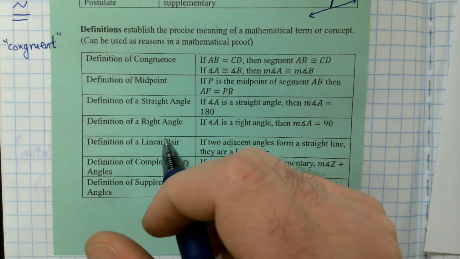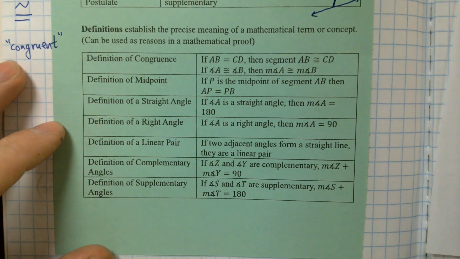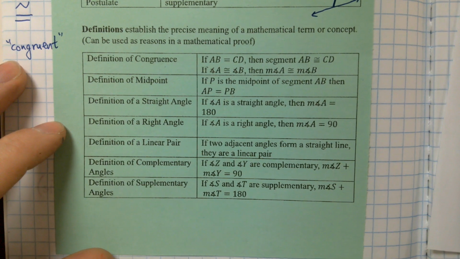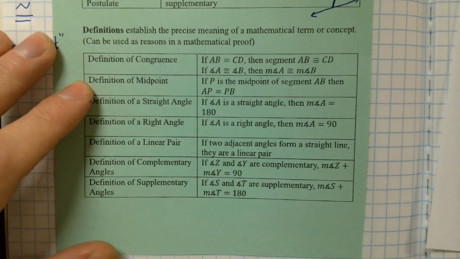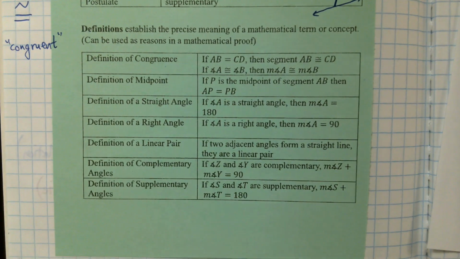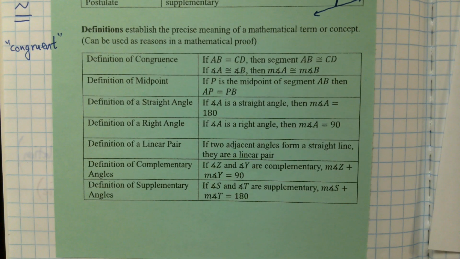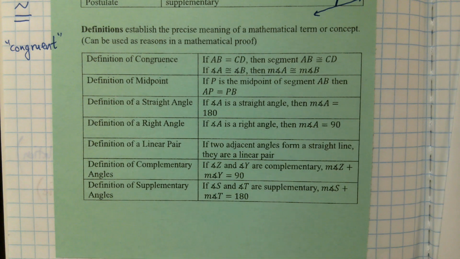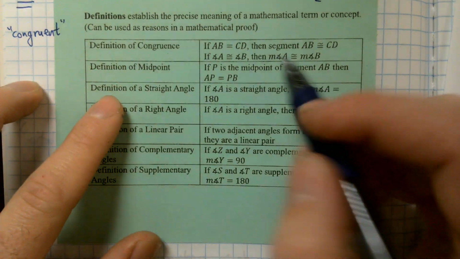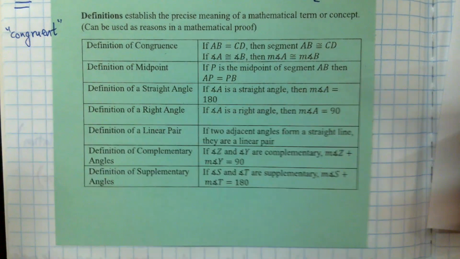Definition of midpoint. Can someone help me with that one? Yeah, Anthony? If P is the midpoint of segment AB, then AP equals PB. Perfect. And that's kind of like what we talked about here. Basically, if C is directly in the middle here, then BC is equal to CD. We talked about that with midpoints. We're not going to go too deep into it. Thank you, Anthony.